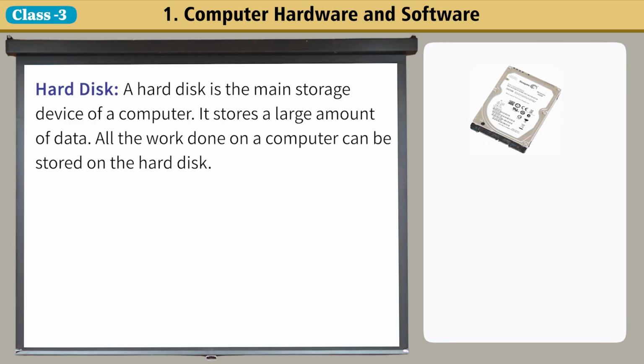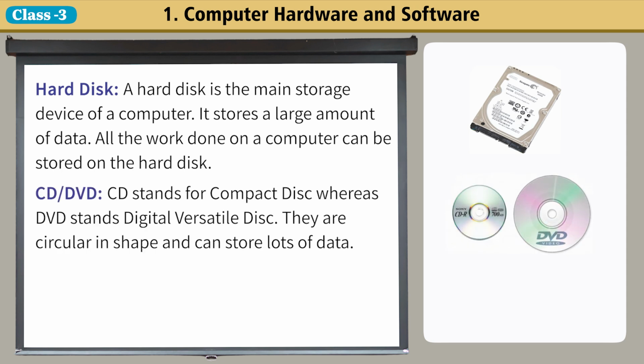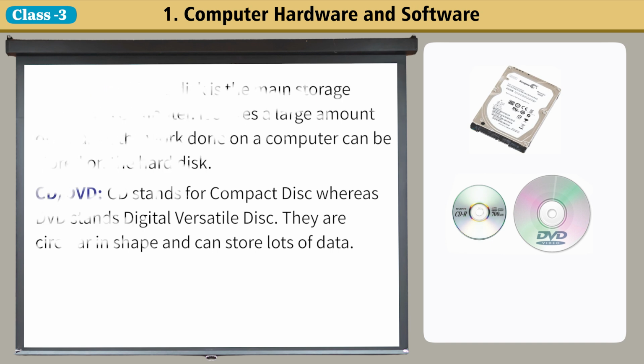Hard disk. A hard disk is the main storage device of a computer. It stores a large amount of data. All the work done on a computer can be stored on the hard disk. CD-DVD. CD stands for compact disc whereas DVD stands for digital versatile disc. They are circular in shape and can store lots of data.